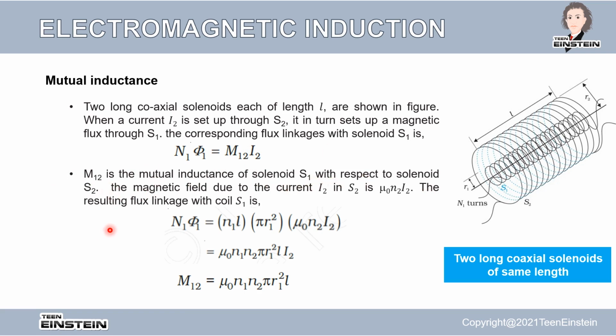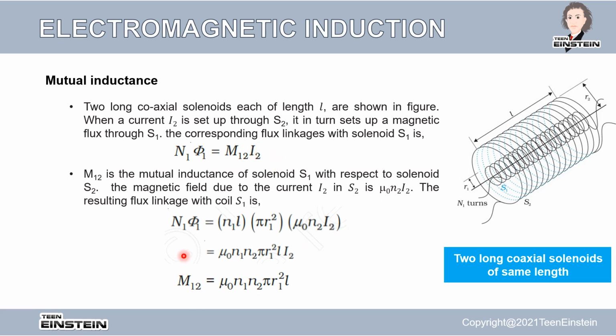The magnetic field due to the current I2 in S2 is mu0 n2 I2. So this we studied in the previous lectures. This is the magnetic field produced because of the current I2 in S2. So we know that whenever there is a current in a circuit, it produces a magnetic field, and that magnetic field is given by this particular formula. This magnetic field is going to change, and that's going to induce an EMF in coil S1 which is kept inside. And that's given by N1 phi 1 equal to M12 I2.